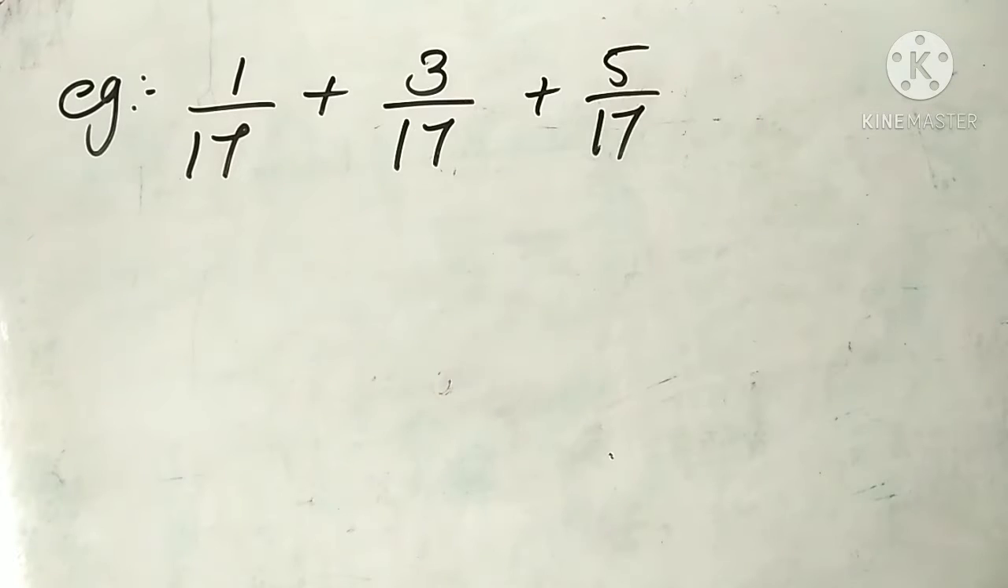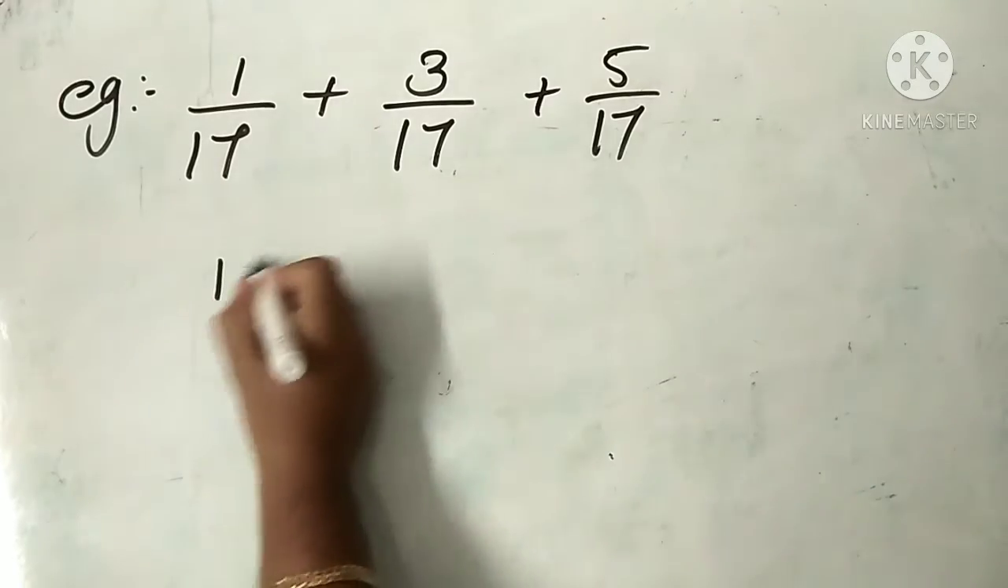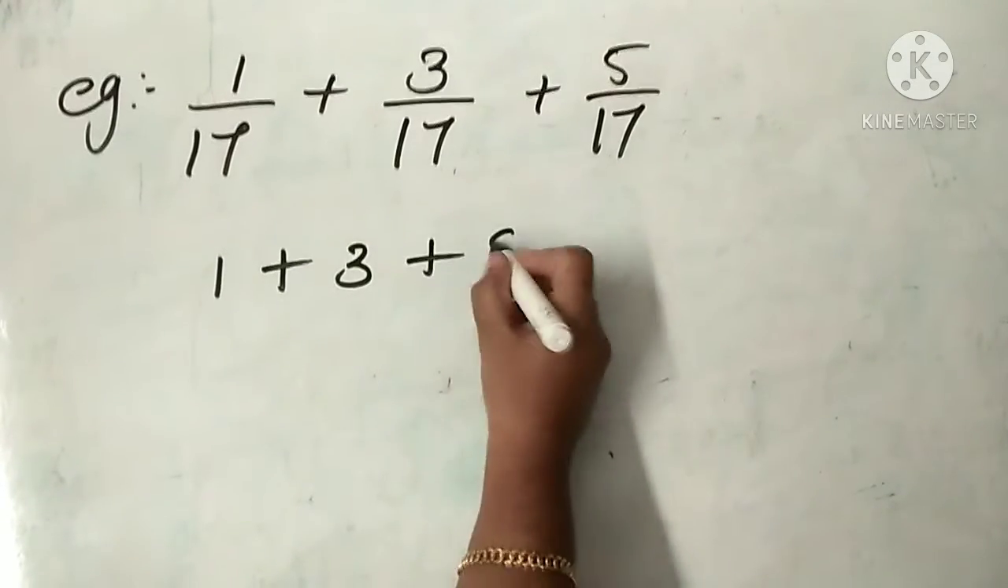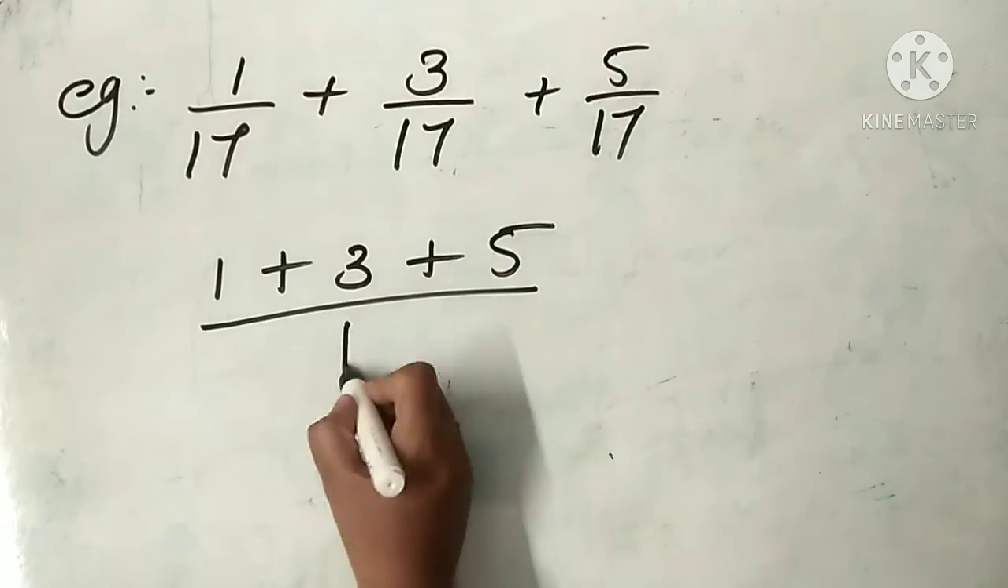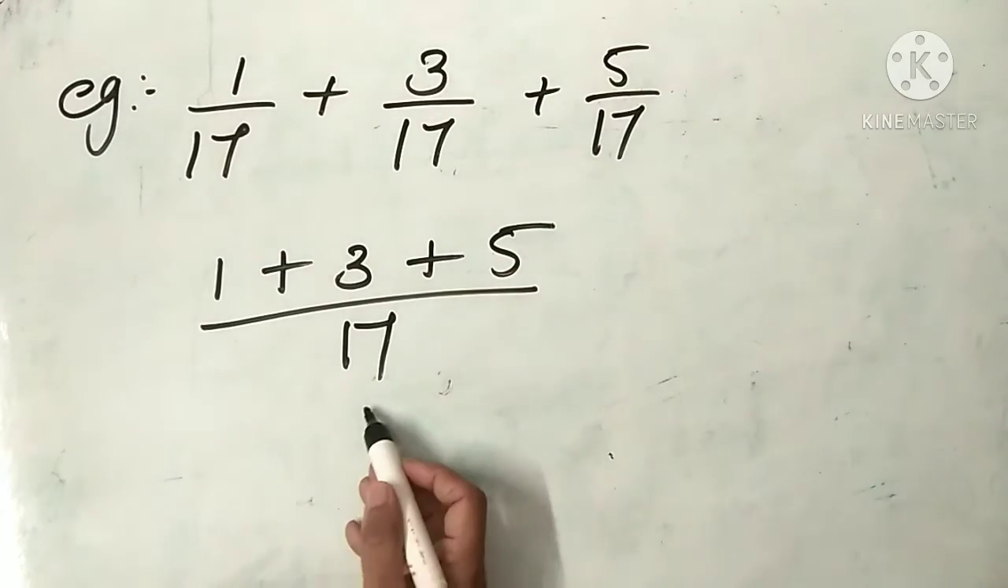Okay. Another example, 1 by 17 plus 3 by 17 plus 5 by 17. They are like fractions because all the denominators are 17. Here also, no matter how many fractions are there, we can directly add the numerator and write the denominator as it is. See, 1 plus 3 plus 5. We add all the numerator and write the denominator as it is, 17.